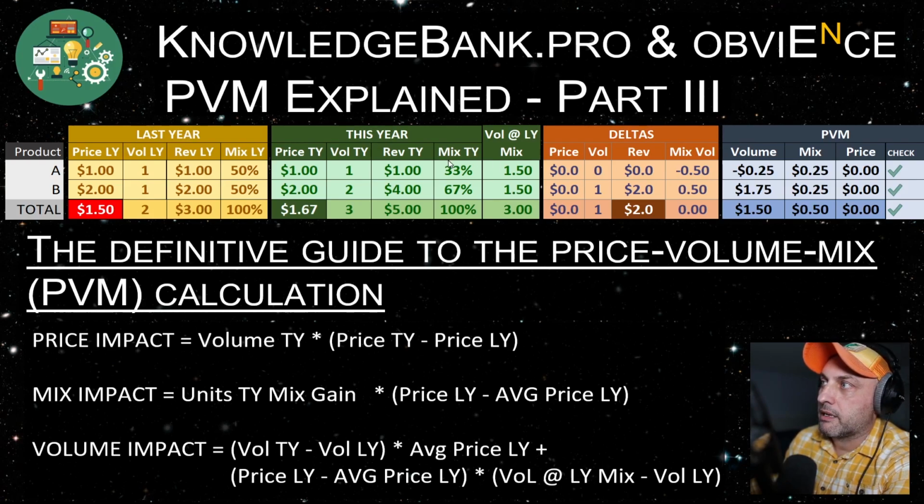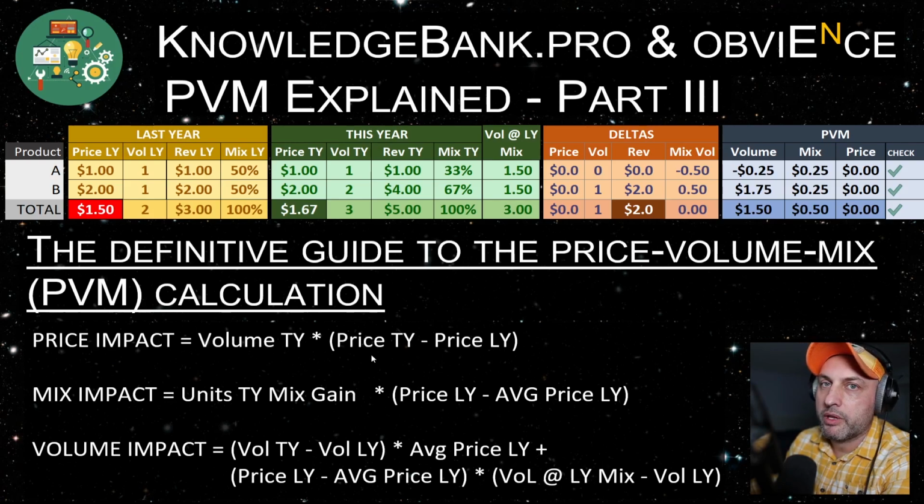In our case, for product A, we should have sold 1.5 units. We only sold 1, therefore we lost half a unit. In product B, we were expecting to sell 1.5 units. We sold 2. Therefore, our mix gain is 0.5 of a unit. Now, if you have all of the stuff pre-calculated, we are ready to calculate our price and volume and mix impacts. The easiest one to do is the price impact, because the formula is very trivial. The way we calculate price impact, we take our volume and multiply it by the difference between price this year and price last year.